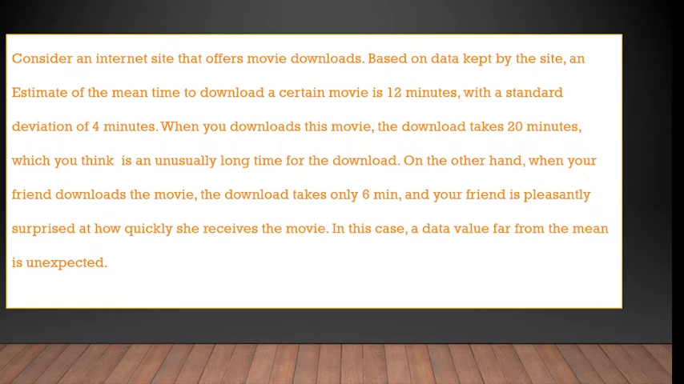Consider an internet site that offers movie downloads. Based on the data kept by the site, an estimate of the mean time to download a certain movie is 12 minutes with a standard deviation of 4 minutes. When you download this movie, the download takes 20 minutes, which you think is an unusually long time. On the other hand, when your friend downloads the movie, it takes only 6 minutes and she is pleasantly surprised at how quickly she received the movie. In this case, a data value far from the mean is unexpected.